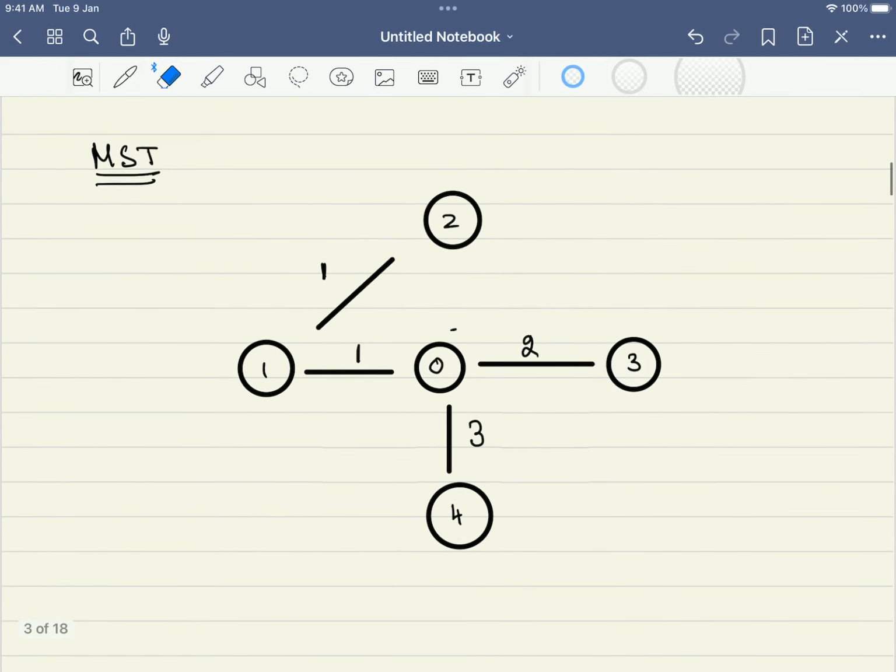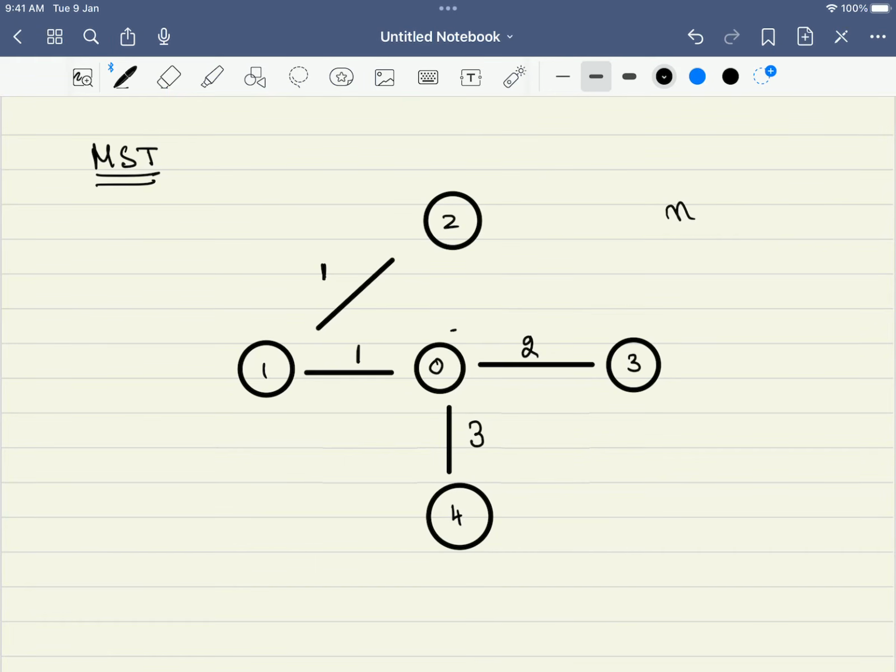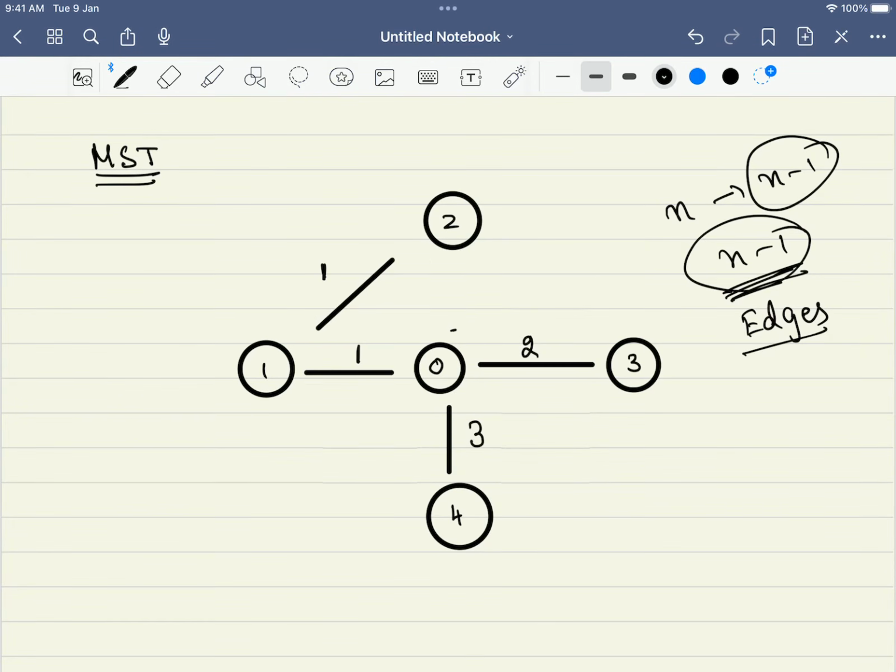Now, what is the condition of an MST? The condition is, if there are n cities, there have to be n minus 1 edges. This is a must and should condition. It is required. Just n minus 1 edges are required to connect all the cities. You cannot do with n minus 2 edges. And if you are using n edges or more than that, the extra edges will become unnecessary. So it is necessary that you have n minus 1 edges.